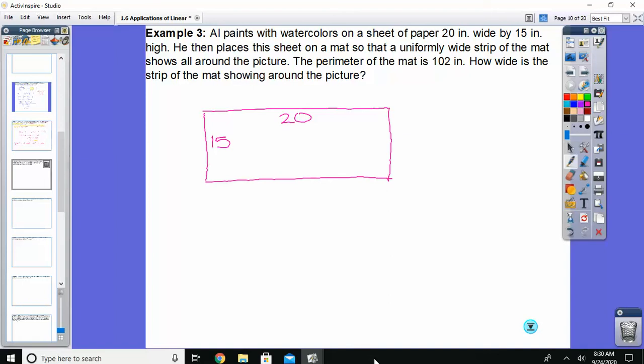He then places this sheet on a mat so that a uniformly wide strip of the mat shows all around the picture. You know what that's saying? You have your picture and you want to frame it, so you're putting something behind it. Okay. So what should I draw then? A bigger one going around it. When it says a uniformly wide strip shows all around the picture, that means there's even amounts showing everywhere. So my picture is nice and centered in the middle.